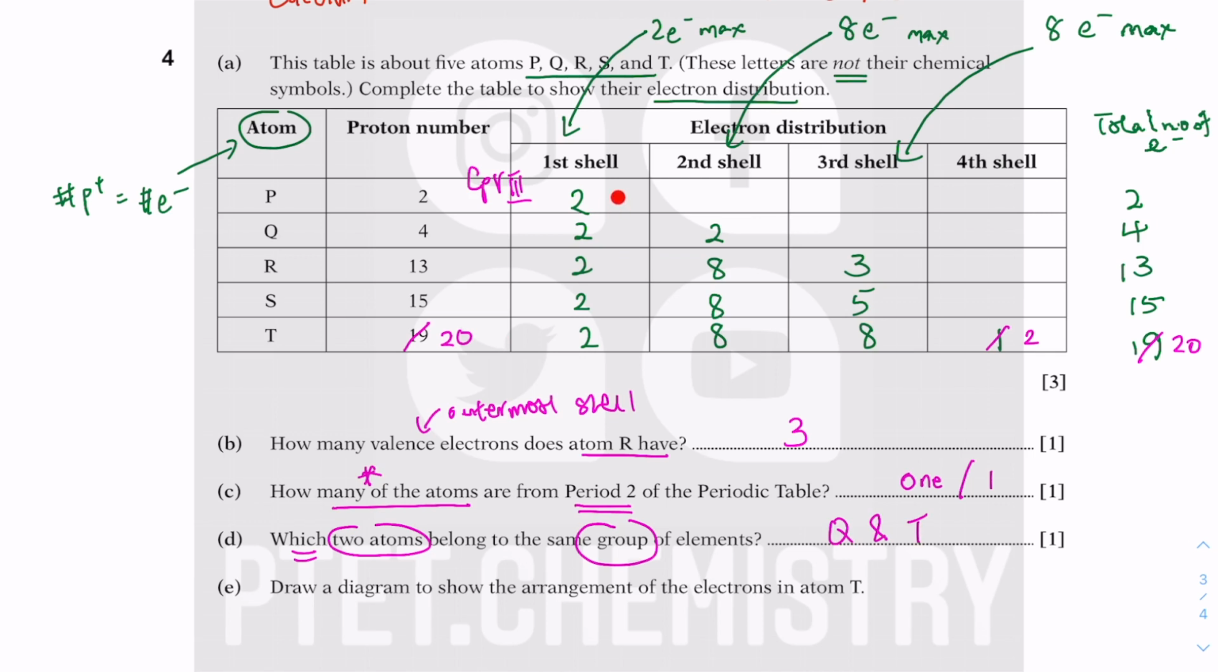This is trying to confuse you because this is a noble gas, but helium, being in the first period, can only occupy the first shell. There is a maximum of 2 electrons only. So this is not in group 2.